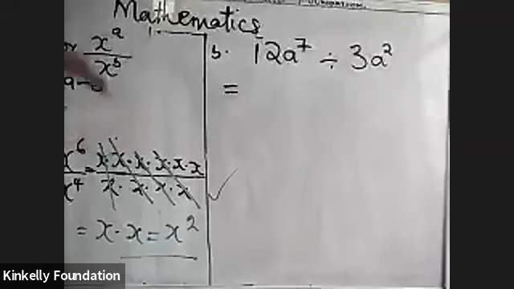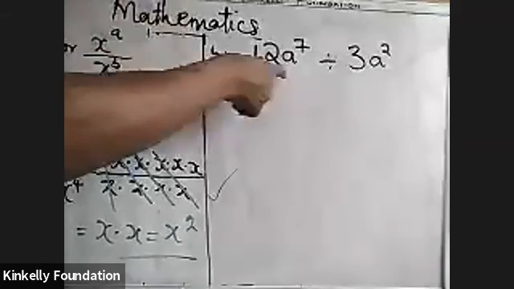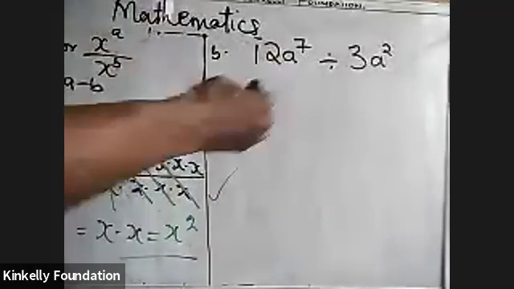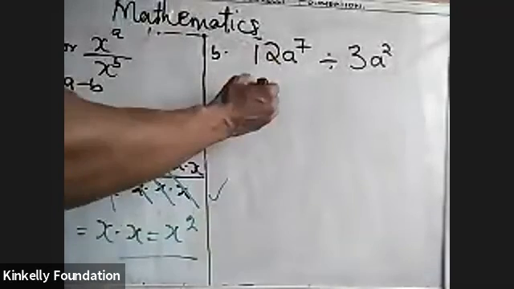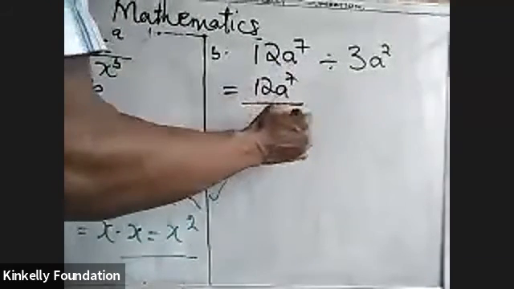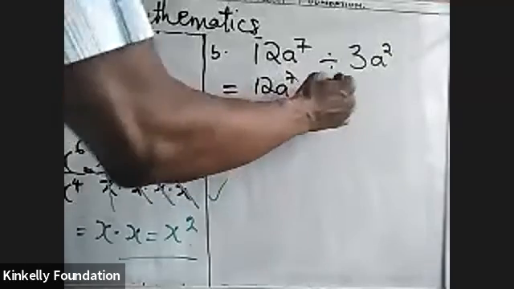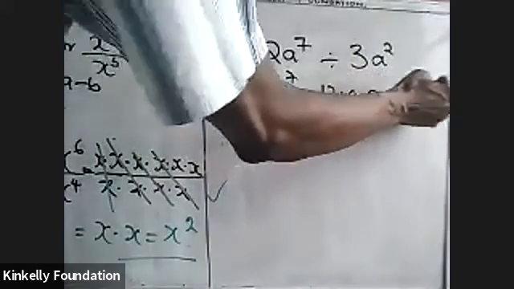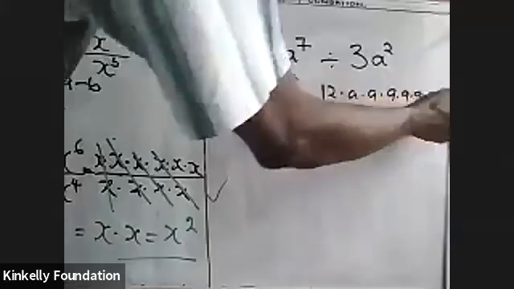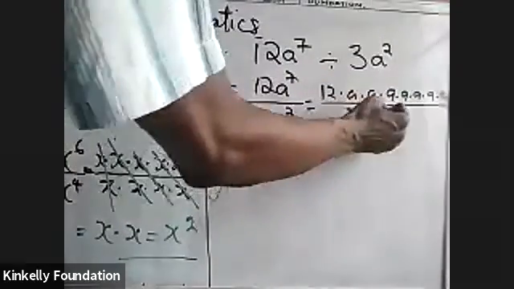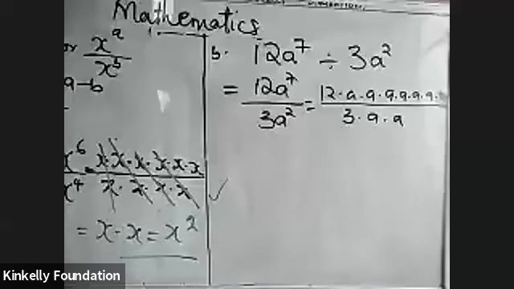If you have something like this now, check 12 a raised to power 7 divided by 3a raised to power 2. What do we have here? Notice that this is 12 a raised to power 7 over 3 a raised to power 2. So this is 12 times a times a times a times a times a times a times a all over 3 times a times a.